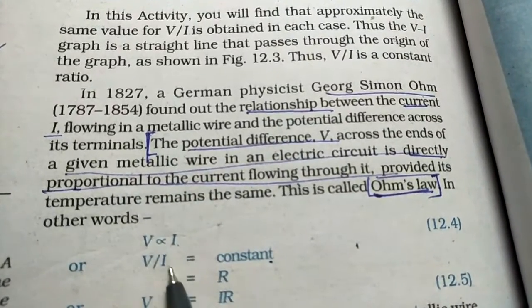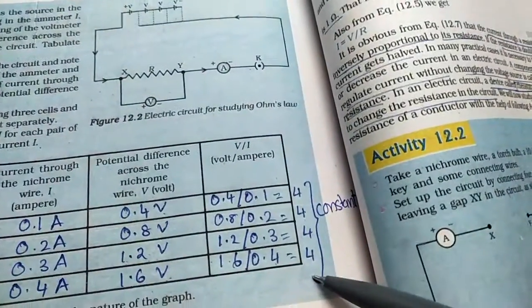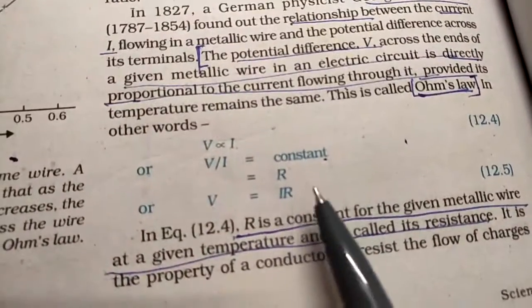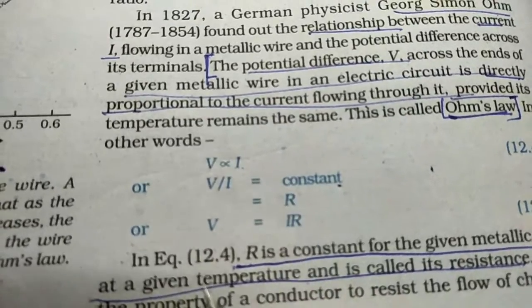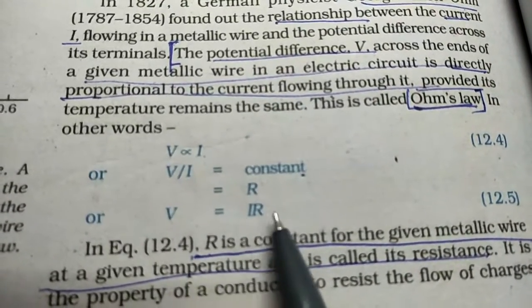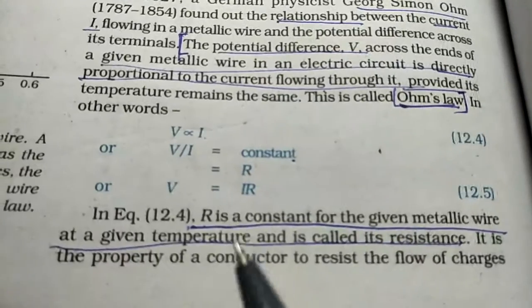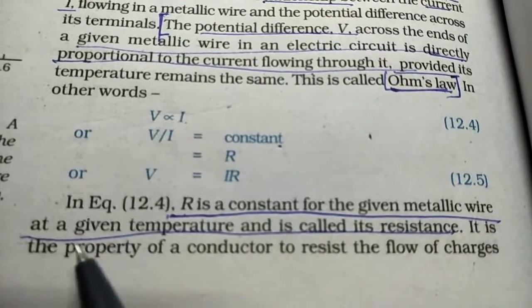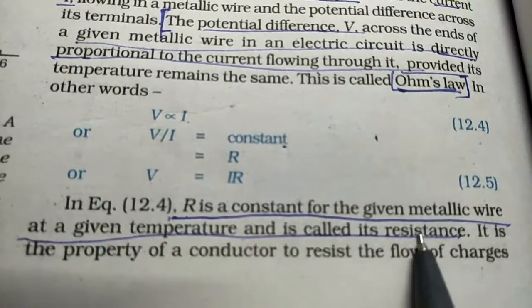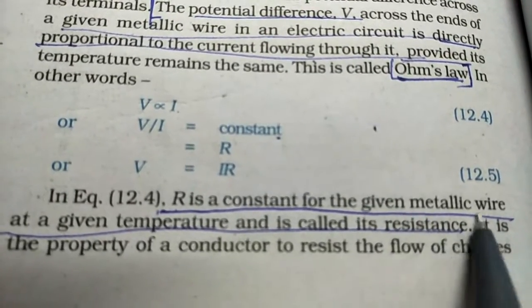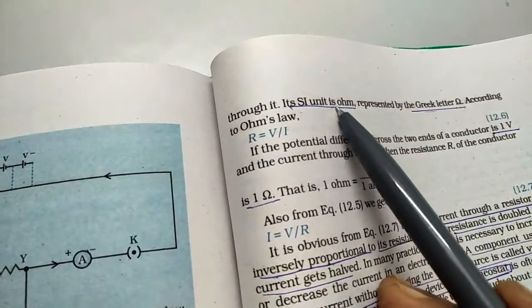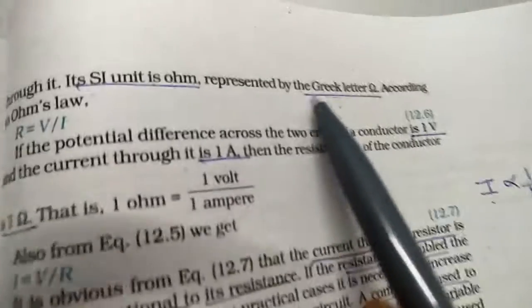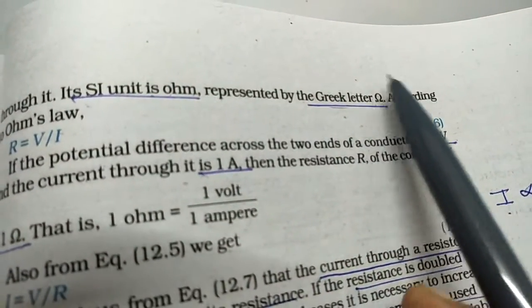Now if you see that V upon I is equal to constant, that is what we saw here. Now this constant is known as R, that is resistance. So the formula is V is equal to IR. Now here R is the constant for the metallic wire at a given temperature and it is called resistance. So for each different metallic wire, the resistance will be different. Now this is known as Ohm's law and the unit of resistance is the ohm, represented by the Greek letter omega.